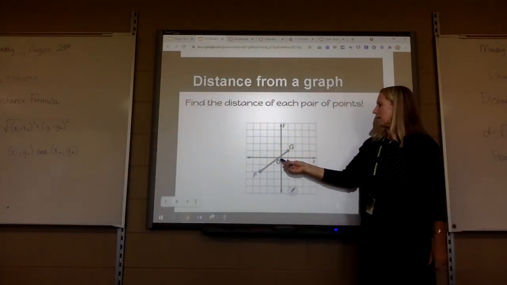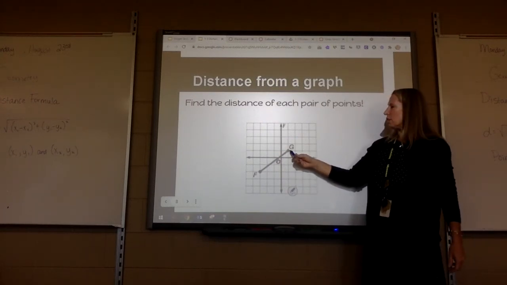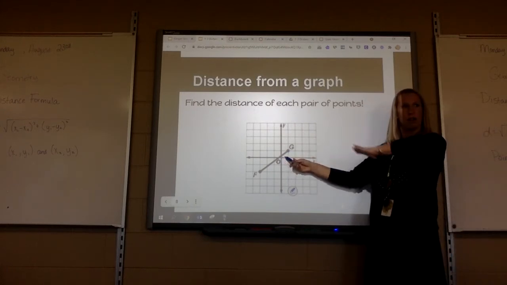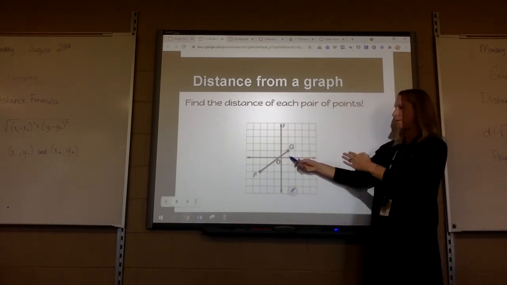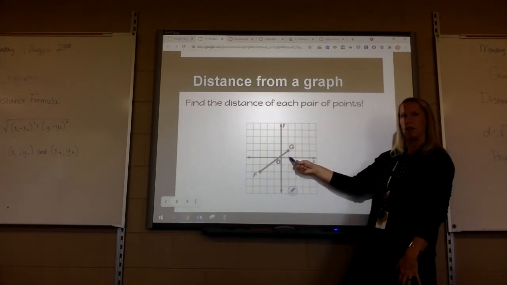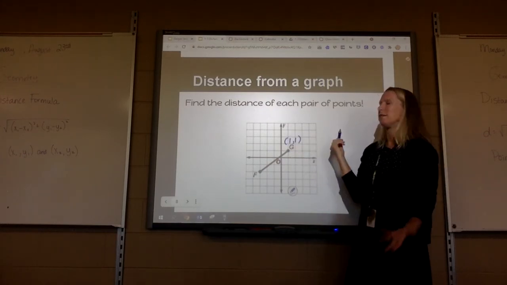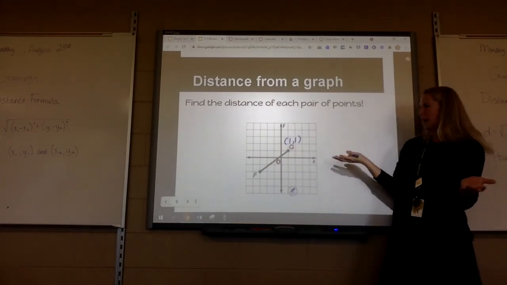So do you guys remember that the center of the graph is 0, 0? Yes. Okay. So if I want the location of point G, I have to figure how far to the right or left I go, and then how far up or down. So from 0, 0, how far to the right would I go? 1. How far up would I go? 1. So G would be at 1, 1.